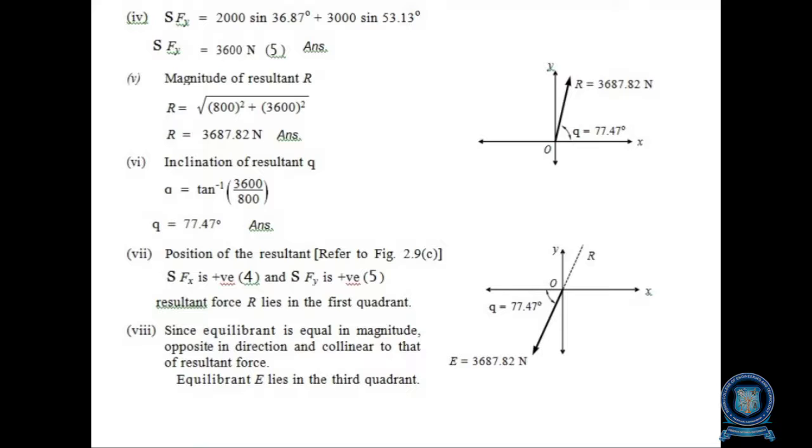Next, we want to find the equilibrant. The equilibrant is nothing but the force which is equal and opposite to the resultant, which keeps the system in equilibrium. So you can directly take it to the third quadrant at 77.47 degrees, and the equilibrant E is equal to 3687.82 Newtons. It directly opposes the resultant force and keeps the system in equilibrium. So that is all about the problem.